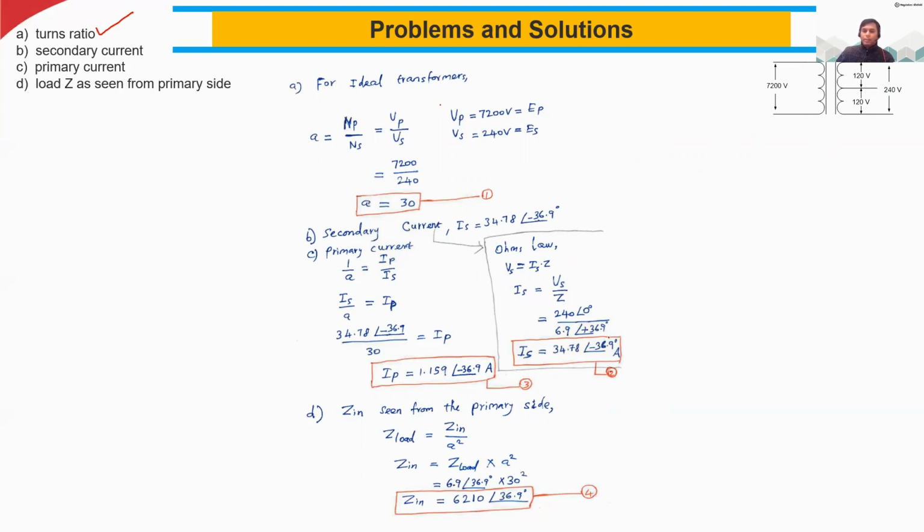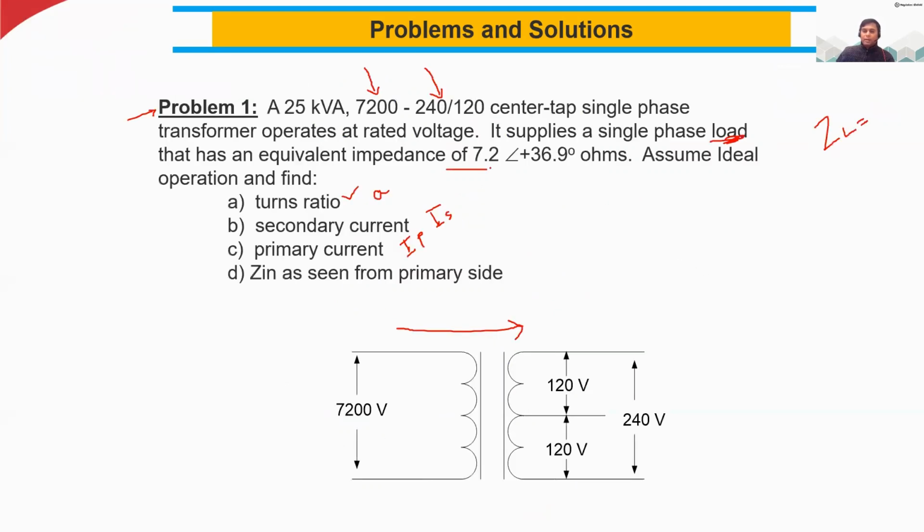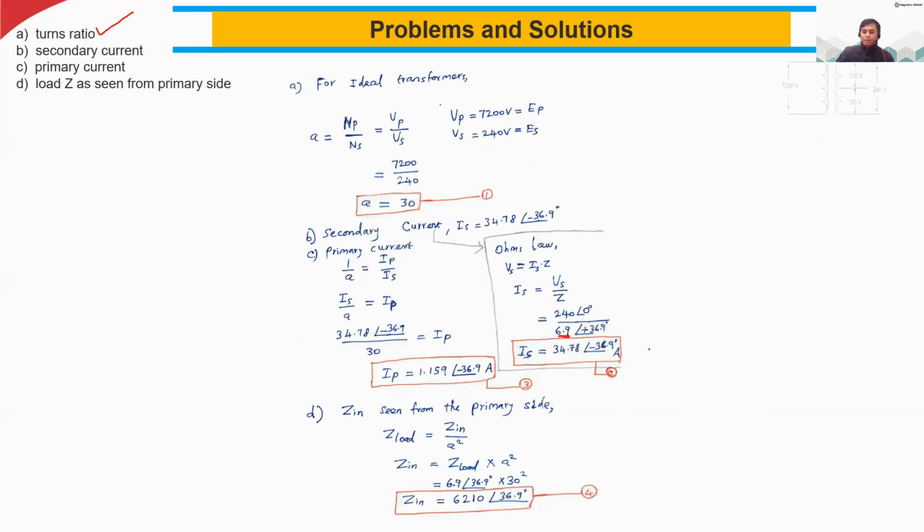what is this? This is the load impedance. So the load impedance value is given here as 7.2. So now the new value is 6.9, and you can put the angle 0 degree minus 36.9. When you divide the numerical, the angle should be subtracted. So minus 36.9. So now you have already found the secondary current. This is the second parameter. This is a very simple Ohm's law.